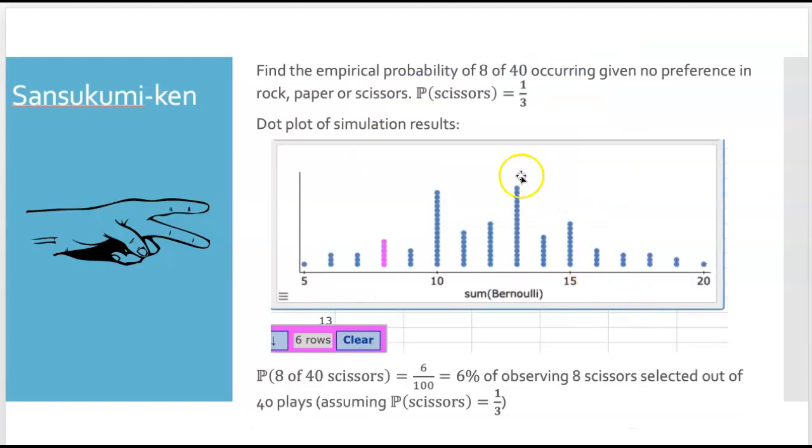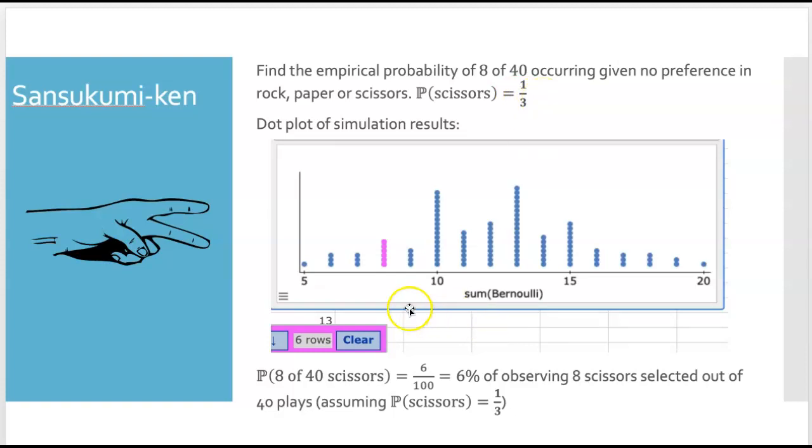So all these dots represent the number of times scissors occurred out of 40 plays, and we did this 100 times. We see there's a couple of times where 20 out of 40 were selected, and a lot where 10 out of 40 were selected. What I have highlighted here in pink is the number of times that 8 scissors out of the 40 were selected. These represent all the different outcomes of the number of times scissors was selected out of 40 plays, given that the chance of scissors was 1/3.